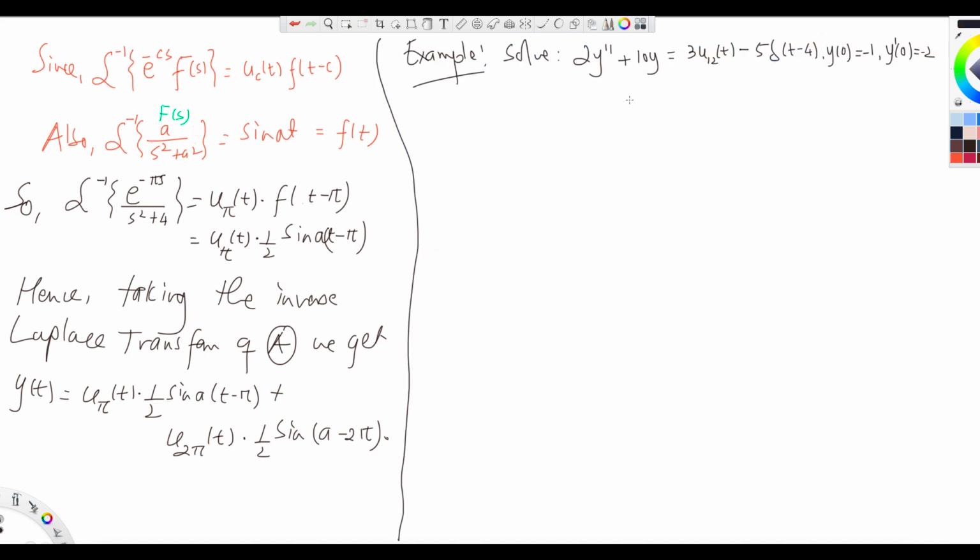Okay. Let us look at another example. That says solve 2y double prime plus 10y equals 3 u_12 of t minus 5 delta of t minus 4, and the initial conditions are y of 0 is -1 and y prime of 0 is -2. Okay, so to solve this we take the Laplace transform, right?